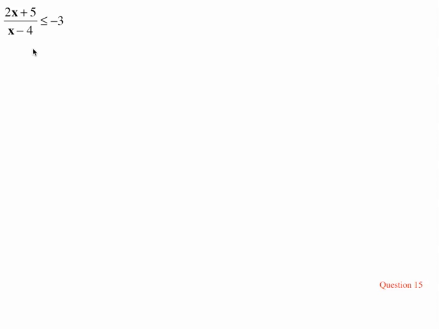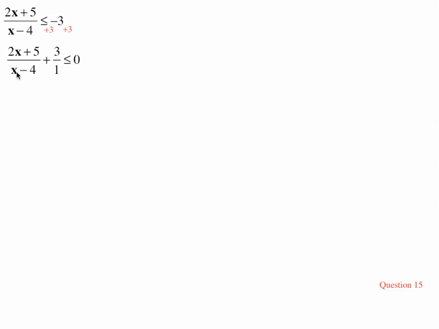All right, question 15. We have (2x + 5)/(x - 4) is less than or equal to negative 3. We want it to be less than or equal to 0, so I'm going to add 3 to both sides. Okay, and then that gives me (2x + 5)/(x - 4) + 3/1 is less than or equal to 0.